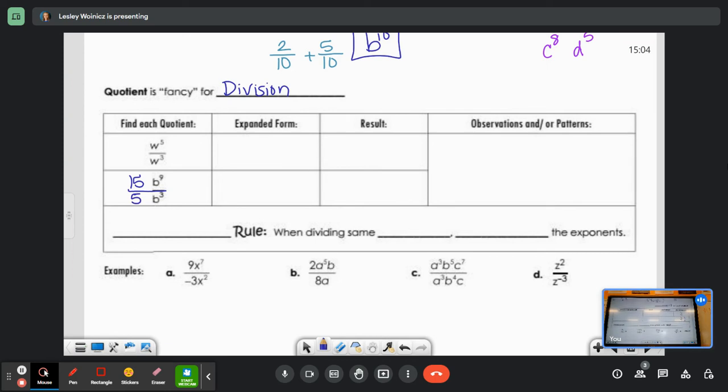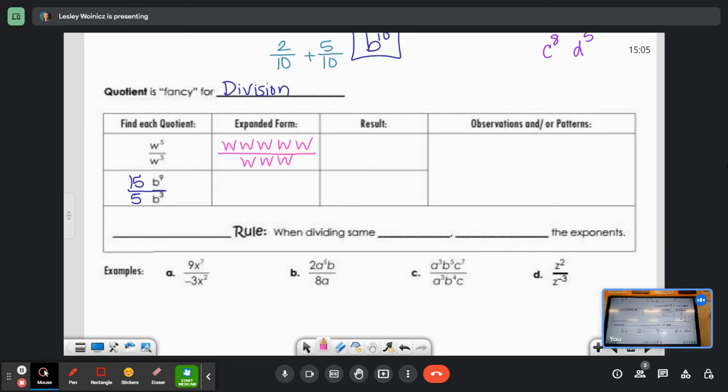All right, let's look at the w's first. Let's expand our first problem. Give yourself some room. Don't write too big because you need a numerator and a denominator. So we've got five w's on the top. 3, 4, 5. Okay, and then we got 3 on the bottom. 1, 2, 3.